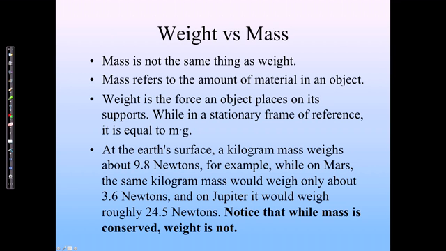On Jupiter, however, that same kilogram mass, because Jupiter is more massive, that same kilogram mass would have a weight of 24.5 newtons.